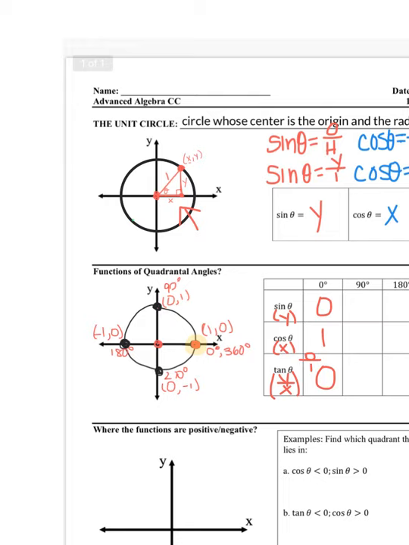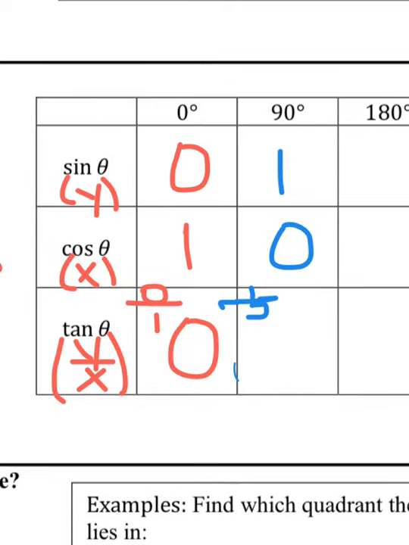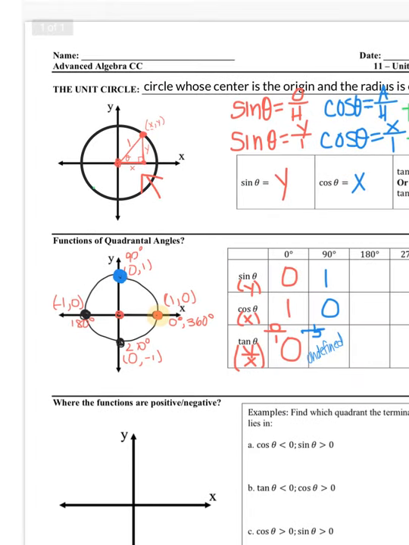Okay? Now, let's try 90 degrees. So 90 degrees is up here, right? It goes through that point, which is 0, 1. So the sine of 90 is the y value, which is 1. The cosine of 90 is the x value, which is 0. And then tangent would be y divided by x. So 1 divided by 0. If you remember, whenever we divide by 0, that is undefined. If you try typing into the calculator tangent of 90 degrees, you're going to get an error message in the calculator. Can't do it. Okay?